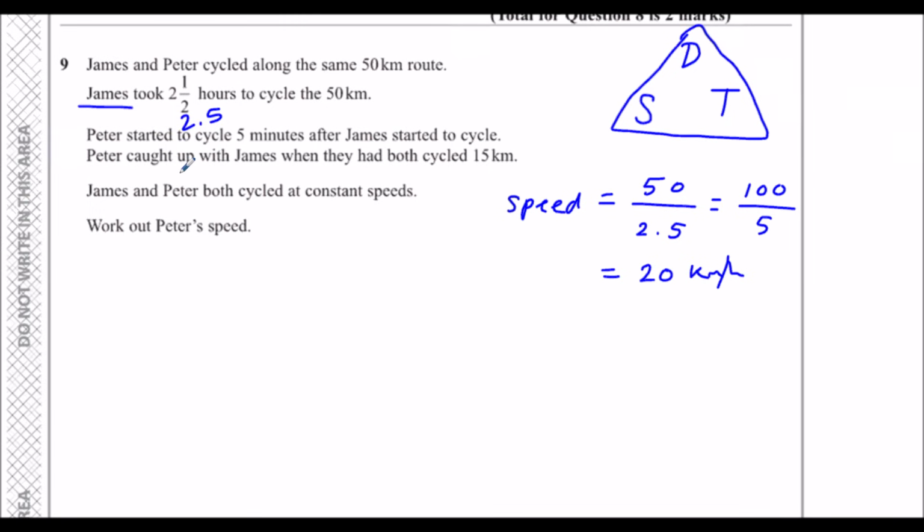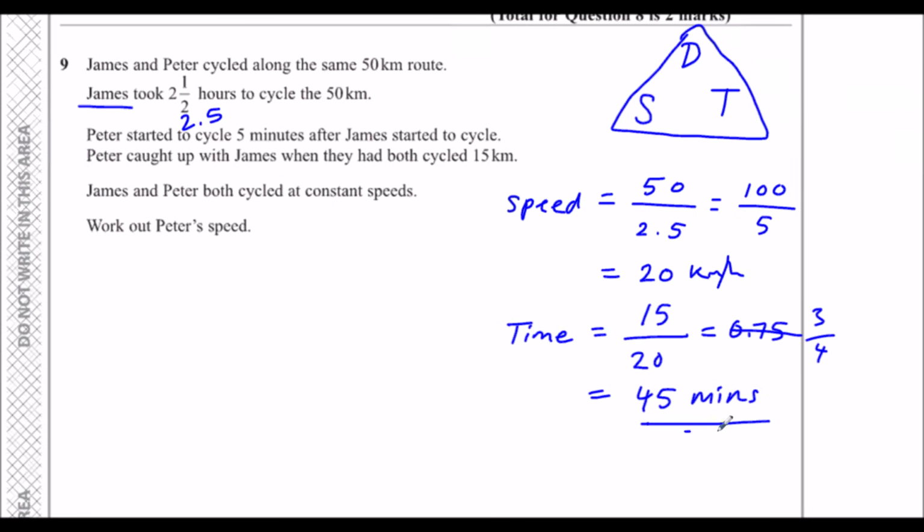And Peter caught up with James when they'd cycled 15 kilometres. So we can work out that time, can't we? Time is distance over speed. So that's going to be 15 over 20, which is 0.75, but probably put 3/4, because we're in hours, so that's 45 minutes, or 3/4 of an hour. So he caught him up after James had been cycling for 45 minutes, but Peter had only been cycling for 40 minutes because he started 5 minutes later.